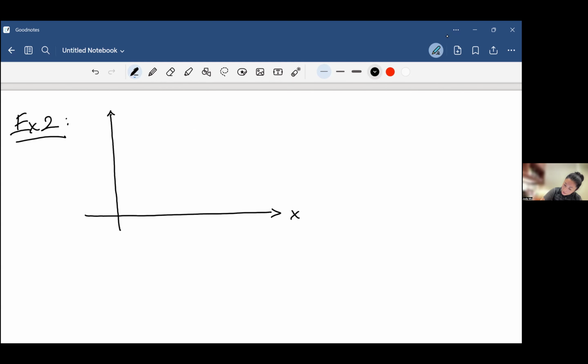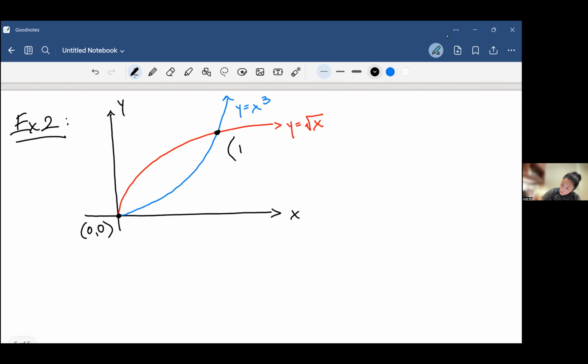Right? We've got our x, we've got our y, and we've got two functions. All right. The first function is going to be y equals the square root of x. And the second function is going to be y equals x cubed. And they meet at 2 points. The first point is 0, 0, and the second point is 1, 1.